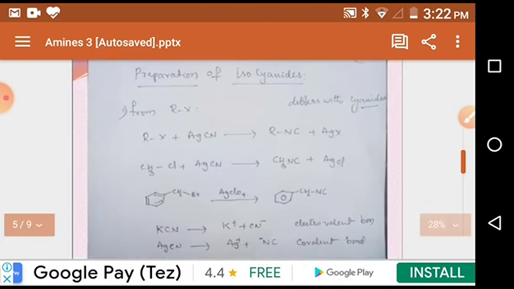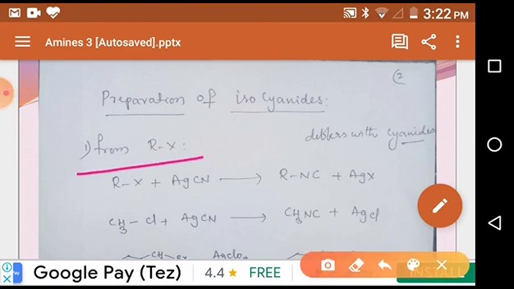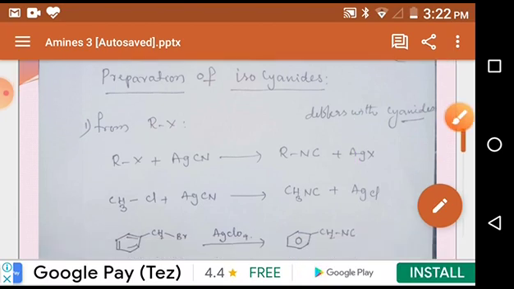Okay, preparation of isocyanides. We have two methods for the preparation of isocyanides in our syllabus. One is from alkyl halides, and the other is the carbylamine reaction, that means from primary amines. We'll discuss them one by one.